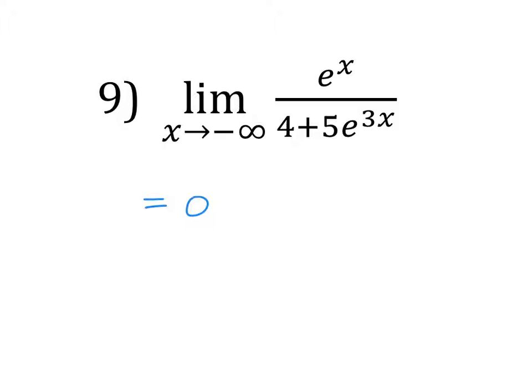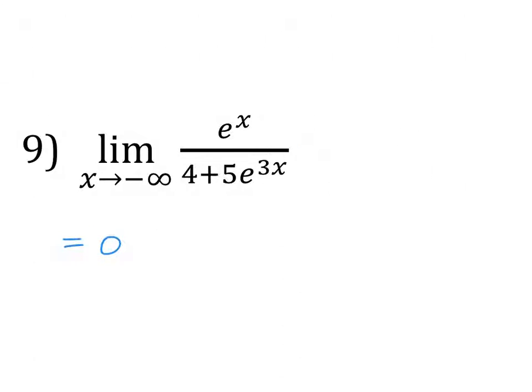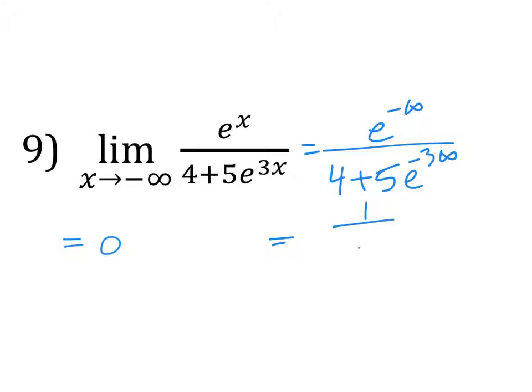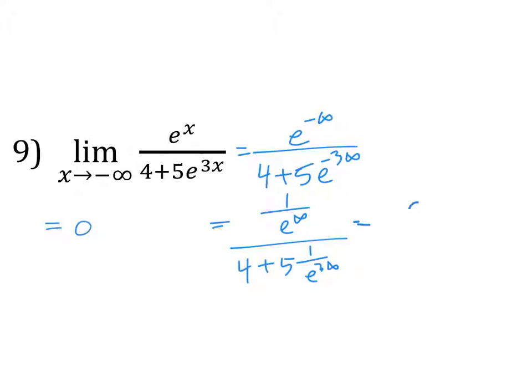All right, everybody. This kind of question, sometimes it's better if you just plug in infinity and look at it. E to the negative infinity over 4 plus 5e to the negative 3 infinity. That is 1 over e to the infinity over 4 plus 5 times 1 over e to the 3 infinity. Infinity is a very large number, so on the top we have a 0. In the denominator we have a 4 plus 5 times 0, so that's going to be 0.